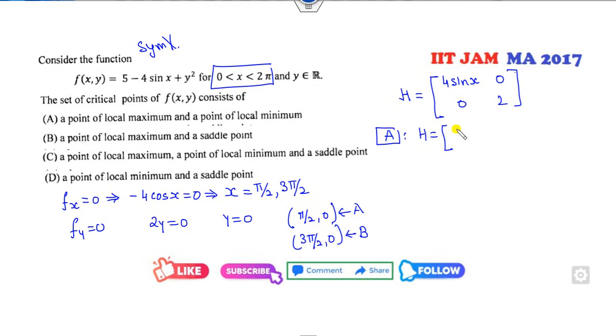Sine pi by 2 is 1, 0, 0, 2. So what is the value of D1? First value 4, D2 8. So this is greater than 0, this is greater than 0. So you have a minimum point.